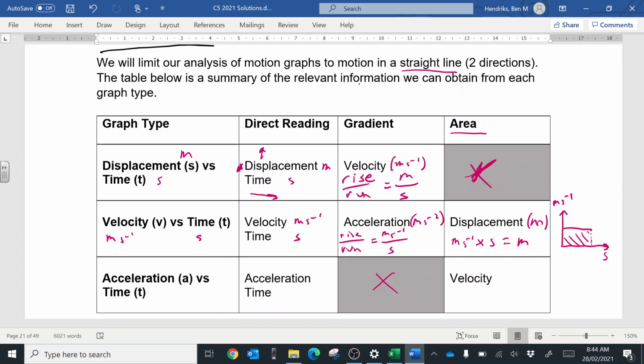But similar to up here, if we have an acceleration, so meters per second squared, times seconds, the area under there will be meters per second squared times seconds, which is equal to meters per second. So that's why it gives us our meters per second velocity there. Okay, so we'll look at some examples in the next video.